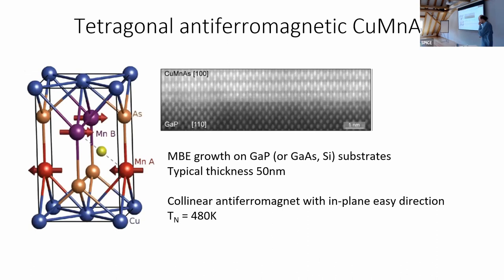So we are working with copper manganese arsenide. It has a tetragonal structure. It's an antiferromagnet with Néel temperature 480 Kelvin. So we do most of our experiments at room temperature. We grow the material on semiconductor substrates. It grows best on gallium phosphide, where we have the best crystal matching, so we can get really nice crystal quality. But it can also be prepared on gallium arsenide or silicon, where the quality is a little bit lower, but all the main functionality features are very similar.